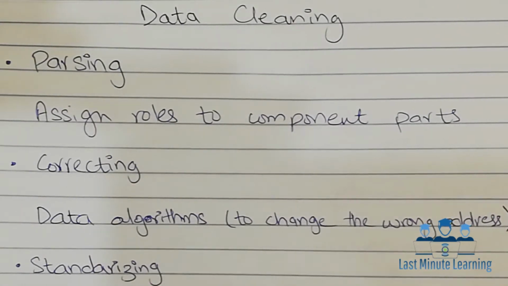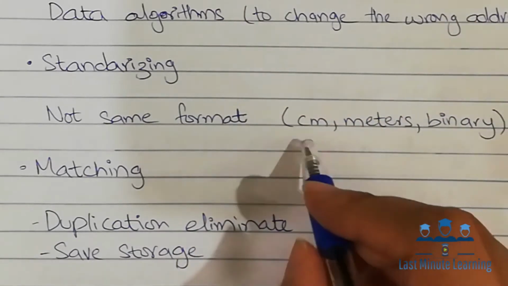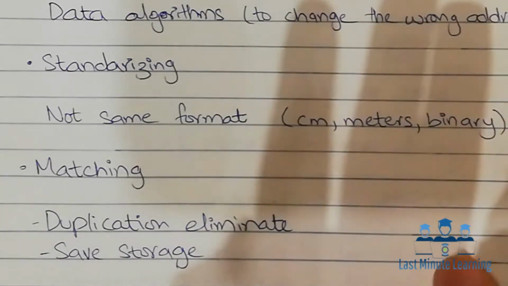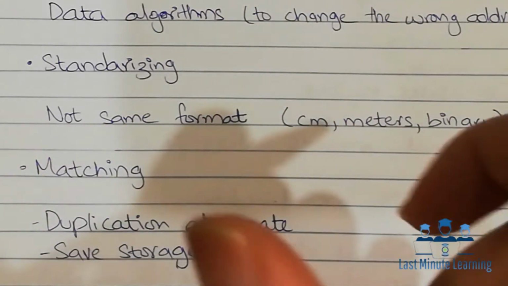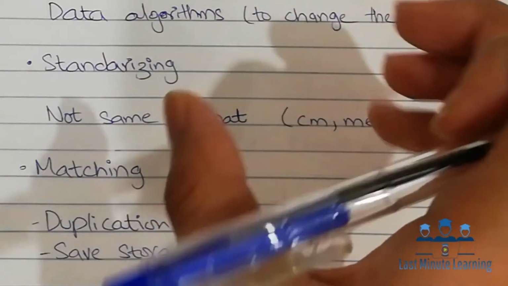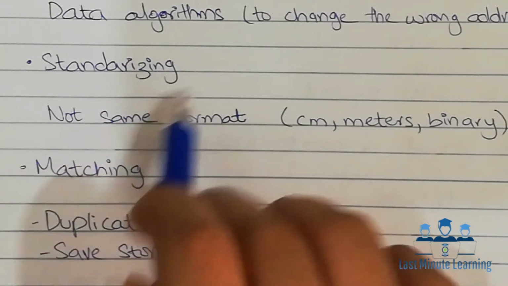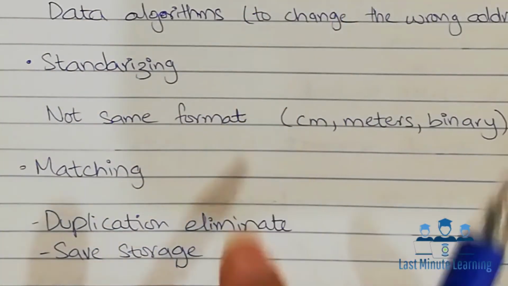Third point is standardizing. Data is written into many forms. For example, a single data is written in centimeter, other data is written in meters, and other data is written in binary form. It means that the data is written into chunks and each chunk is different from the other. Then we have to standardize the data and make it into a single form.